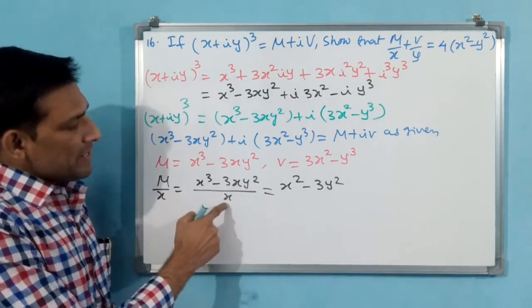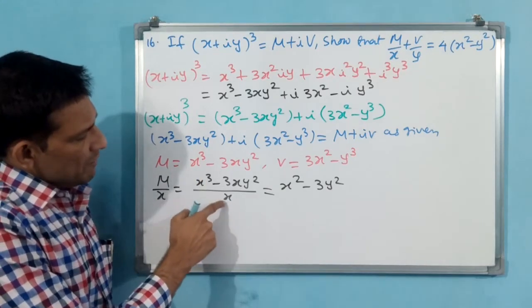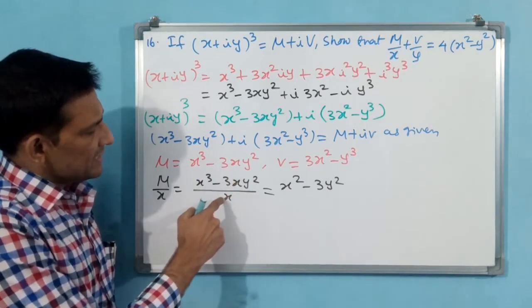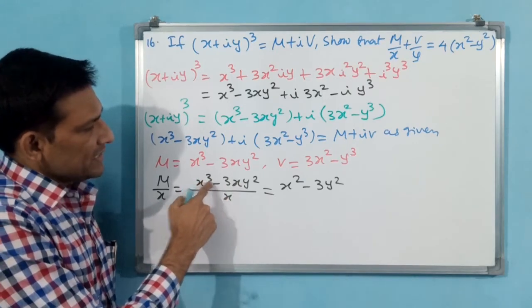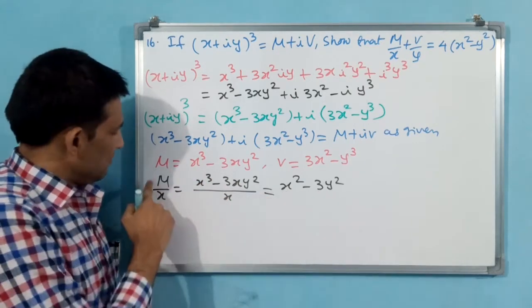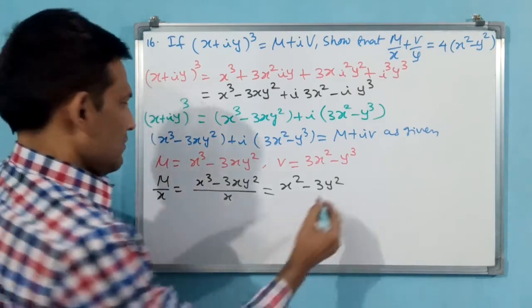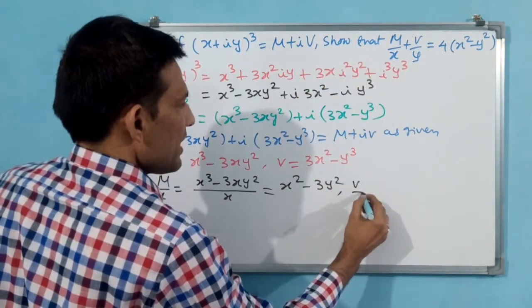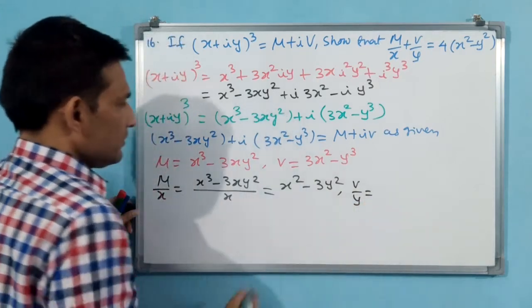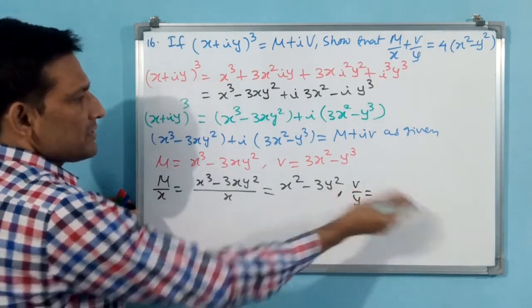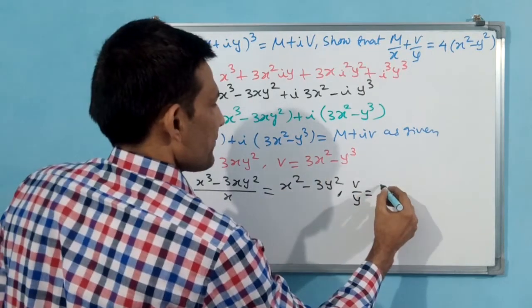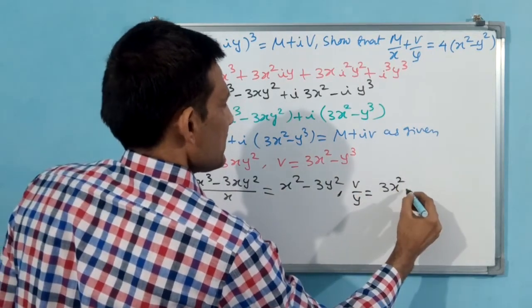Why? Because I have divided by x. x square by x minus 3xy square by x. One x is going to get cancelled. x square will be there. Okay, this will be the u by x value. Likewise, you can write v by y also. v by y is equal to, I have put comma, you see. Okay, this is a different one. Why? Because I don't have space. 3x square.